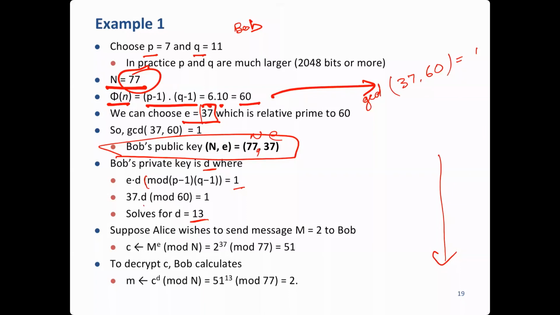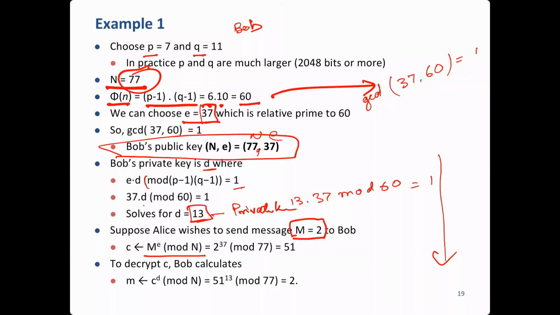So basically you can see 13 into 37 mod 60 should be 1. It's simple, right? If you just calculate it and divide, you find the remainder as 1. Okay, now this becomes the private key of Bob. Now Alice wants to send a message, a very small message, M is equal to 2, to Bob. What does she do? She encrypts it using this formula.